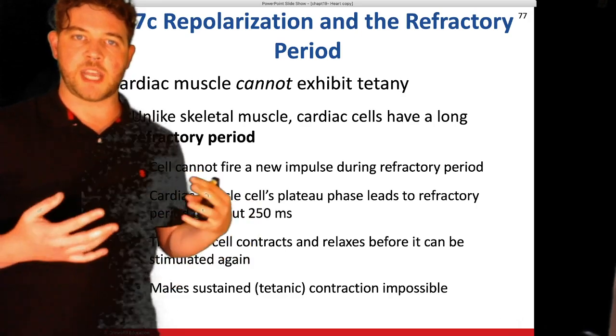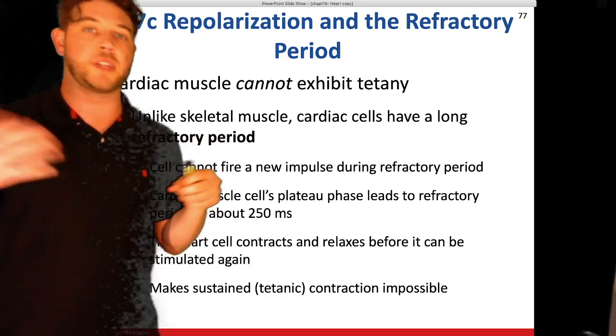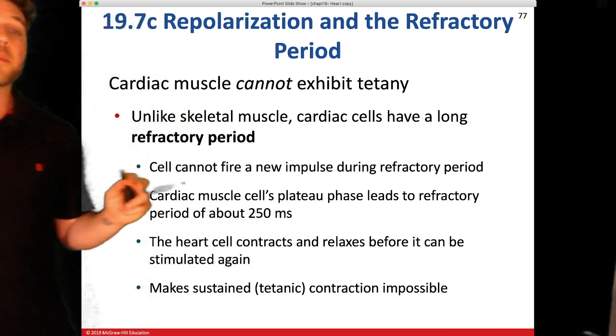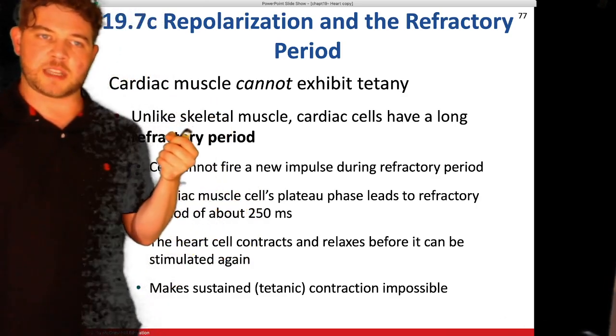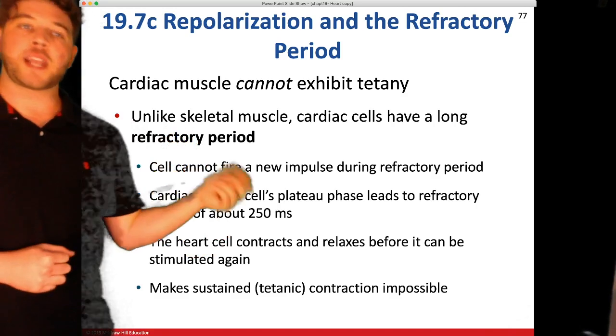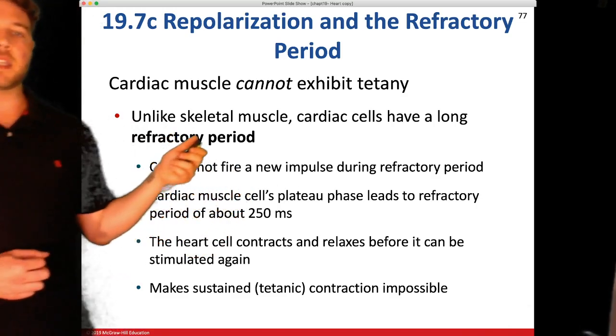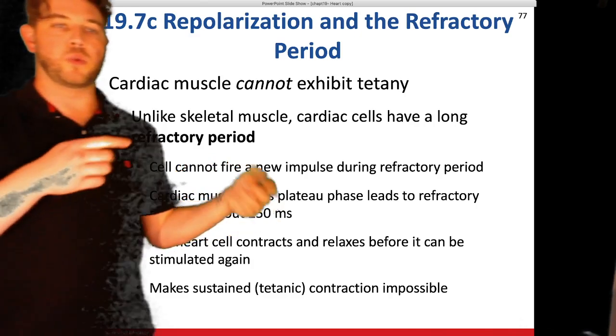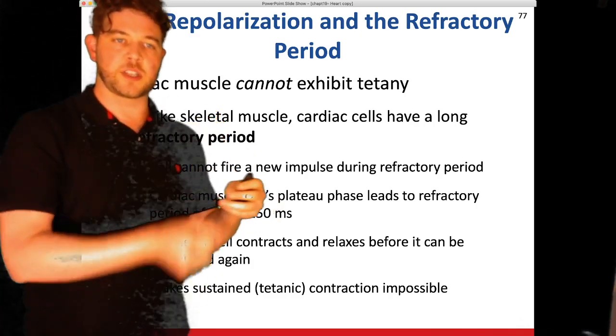In humans, we don't actually have true tetany. We can't truly lock up unless you have some kind of virus or bacterial infection. But it is pretty much the same. We can kind of lock our muscles. The heart can't do that. Because of the plateau period, because of this refractory period, you have this delay before the muscle can be contracted again.